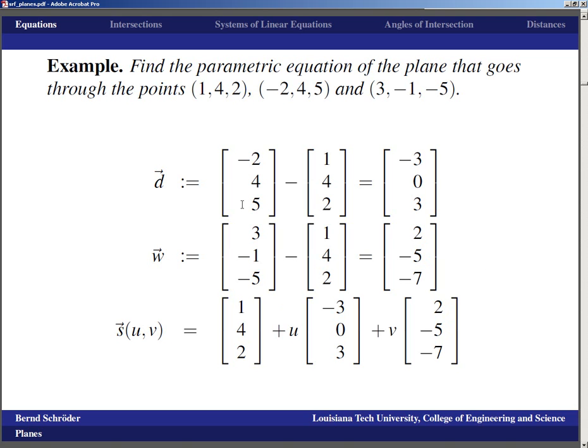Now notice that I could have used any of these other 2 points also as my base point, but it feels nicer to use this one, because then I know that when I set u equal to 1 and v equal to 0, I end up with negative 2, 4, 5, which is the second point. And if I set u equals 0 and v equals 1, I end up with 3, negative 1, and 5, and that is the third point that we had on the plane. So that allows us to double check and keep track of things a little bit better.